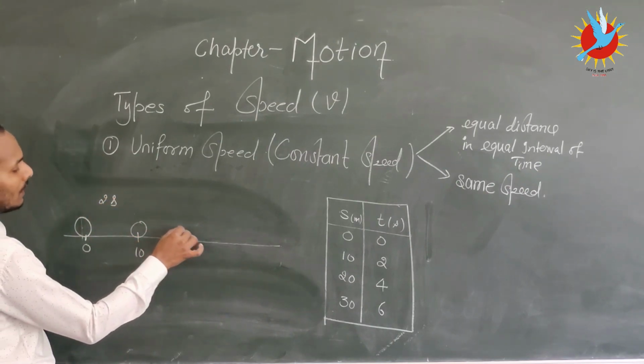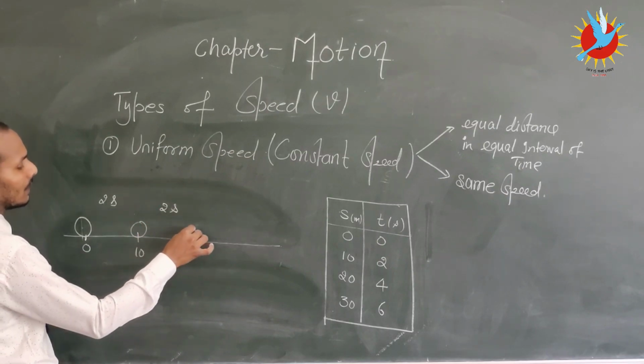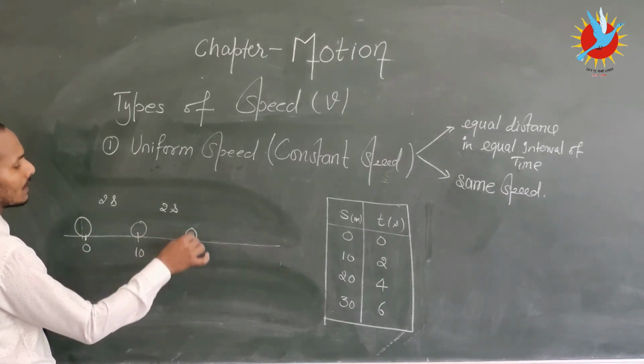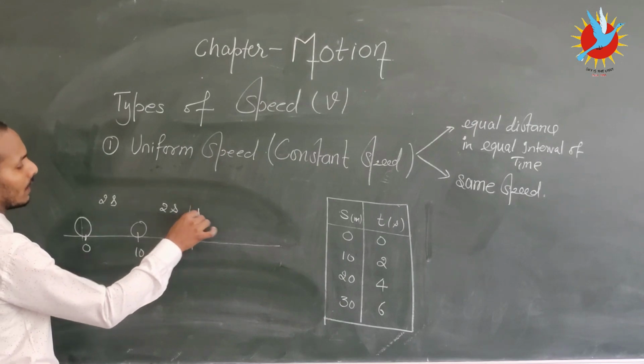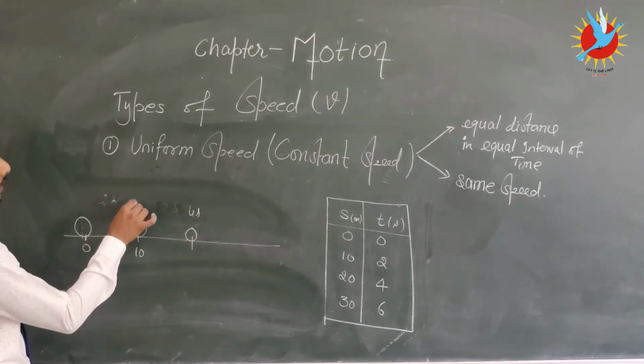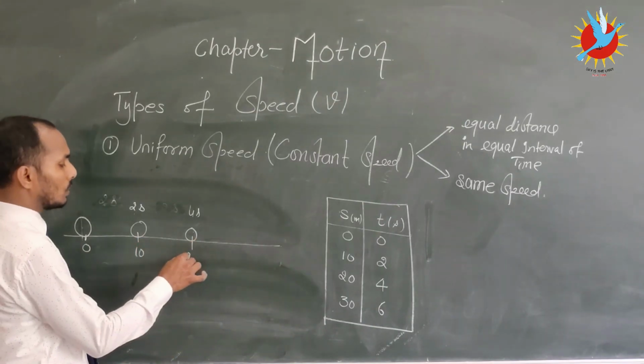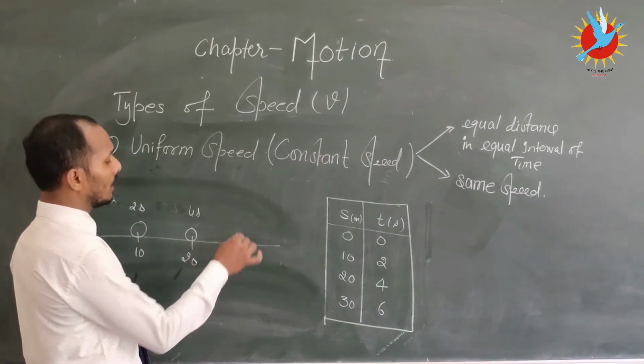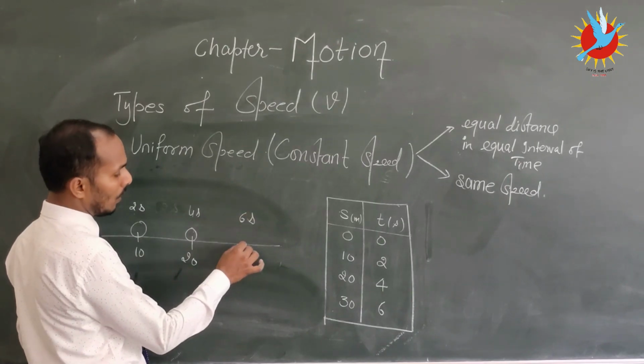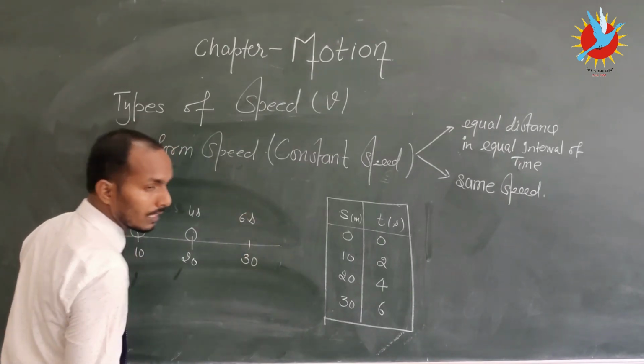After some time, again after 2 seconds, it means when the time is 4 seconds. Okay, it reached here at 2 seconds. We observe it after 2 seconds. After 4 seconds its position is 20. After 6 seconds we observe that it is at 30.